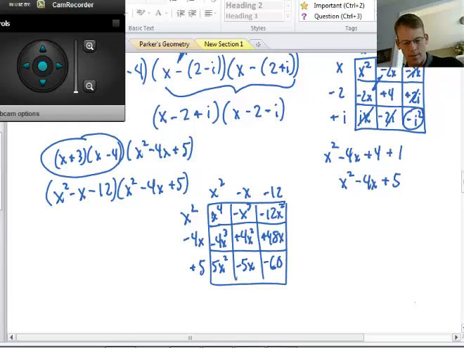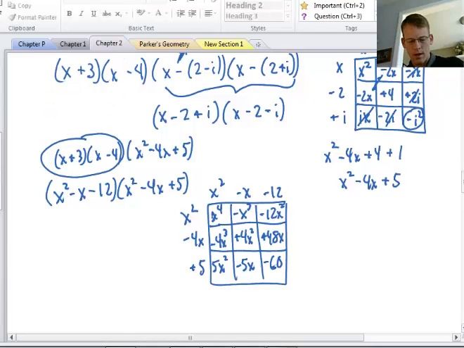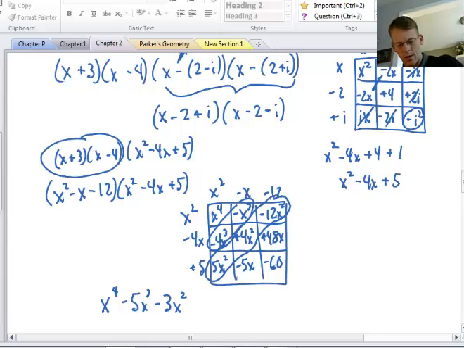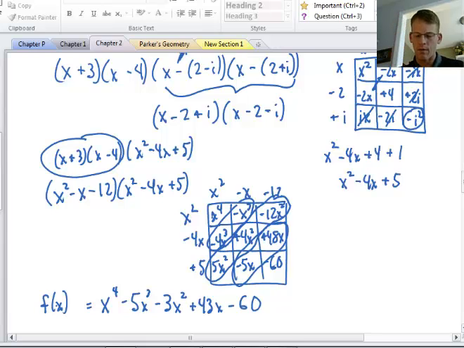Right, so I'm back, and I double checked my work just to make sure, so I'm pretty confident that I'm okay. So we've got x to the 4th, you have minus 5x cubed, you have minus 3x squared. And the thing I like about the box method is it helps me organize, because on the diagonals are all my terms. So here I have plus 43x, and then I have minus 60. So this would be my final polynomial of lowest degree that would have these roots.